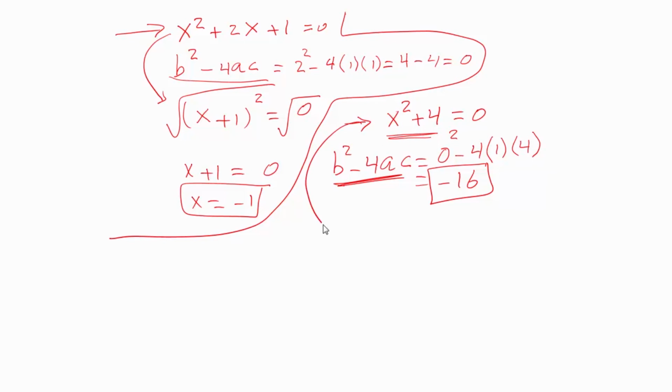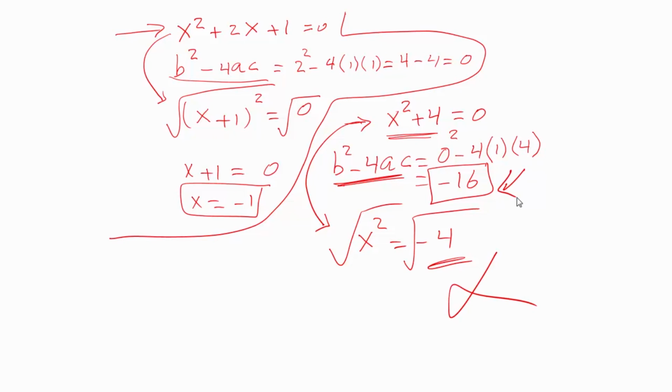Another way you could solve this, instead of using the formula, is to take the 4 to the other side, so you have x squared equal to minus 4. Now you take the square root from both sides. Whoops, this is a negative number. You cannot take the square root of it. So there is no answer. And we could see there is no answer because the discriminant ends up being a negative number. So if the discriminant is a negative number, you cannot have any answer. Okay.